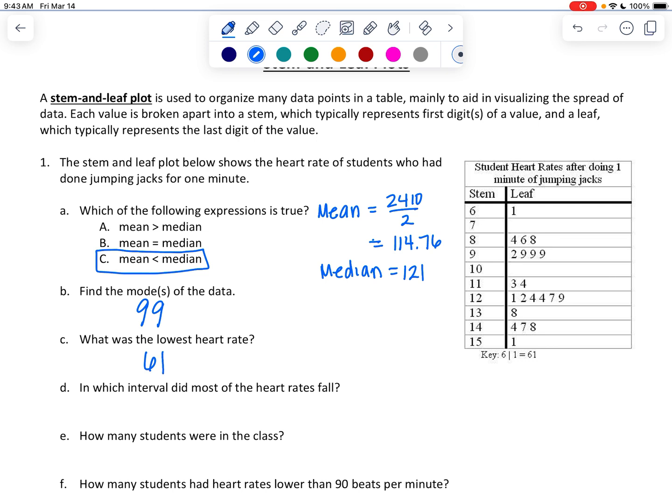In which interval did most heart rates fall? Well, that's this one right here in the 120s. So from 120 to 129, that's where the most heart rates fell.